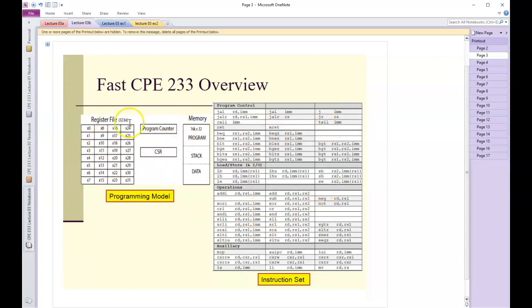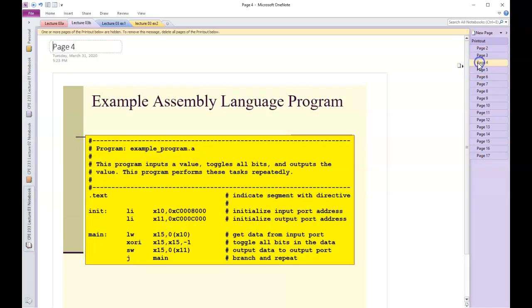So this is our instruction set. These are the resources, the hardware resources that the programmer has control over. So the instructions are used to control these resources. This is the programming model. So we've seen that a couple times. Implication there, it's pretty important.